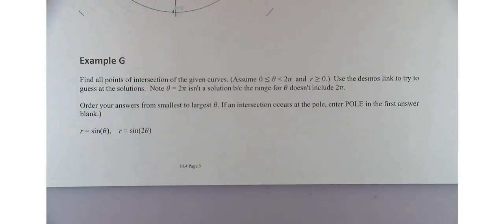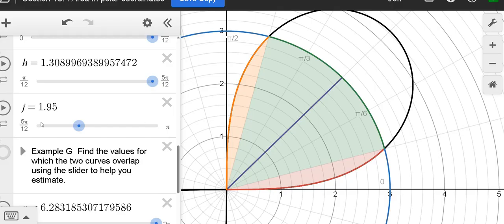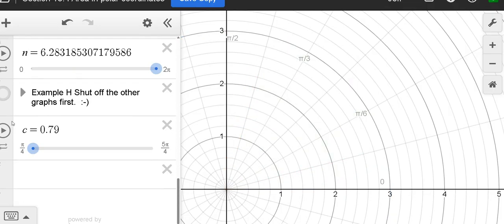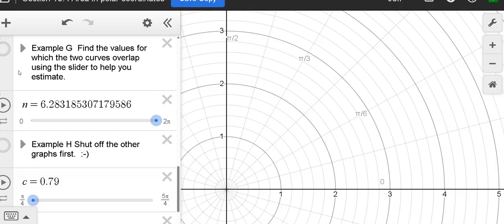Let's turn our attention to example G here. Example G has a different graph. Let me fire that one up here. Let's shut off all that. Where's here? Example G.